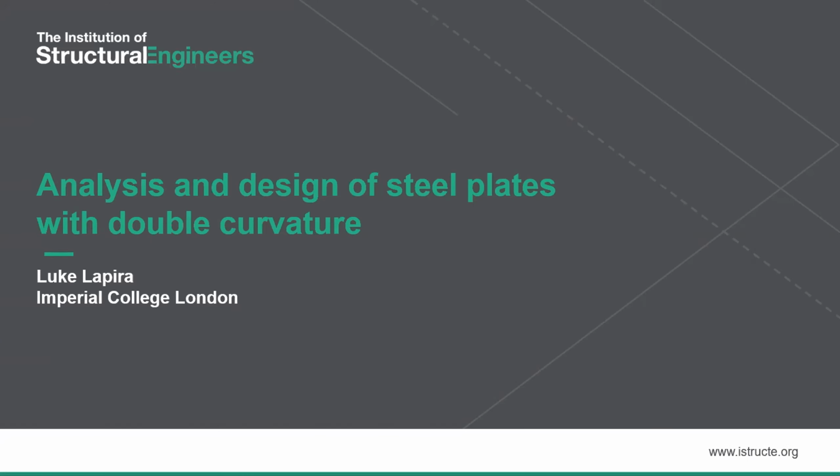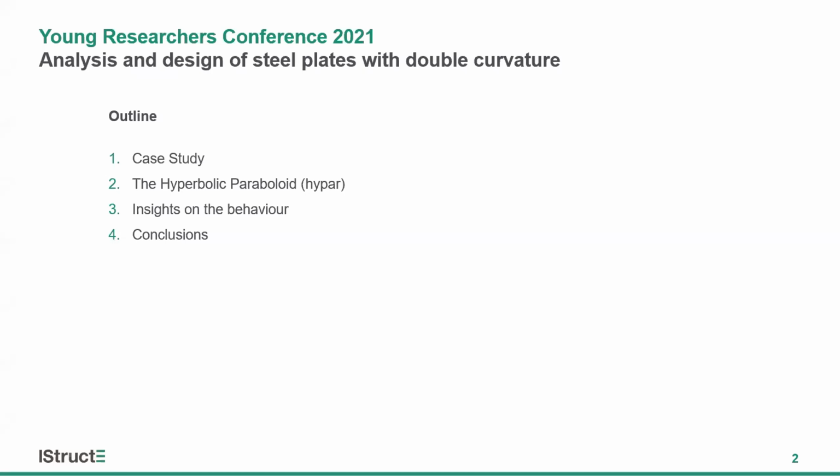So hi everyone, I'm Lapira, and today I'll be presenting my research on the analysis and design of steel plates with double curvature. I'll start off by introducing a case study that inspired this research, and then I'll go on to describe the hyperbolic paraboloid, or hypar in short, as a specific example of doubly curved geometry that I'm considering in my research. I'll then present some insights on the results before concluding this presentation.